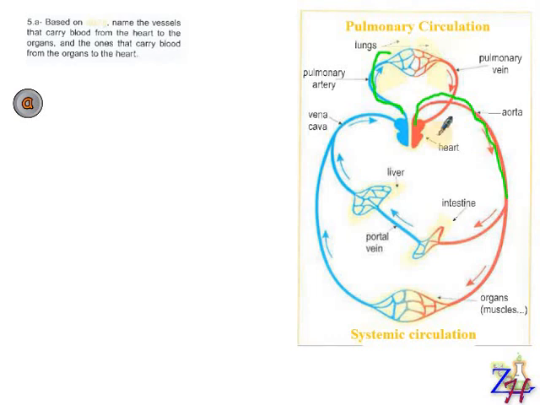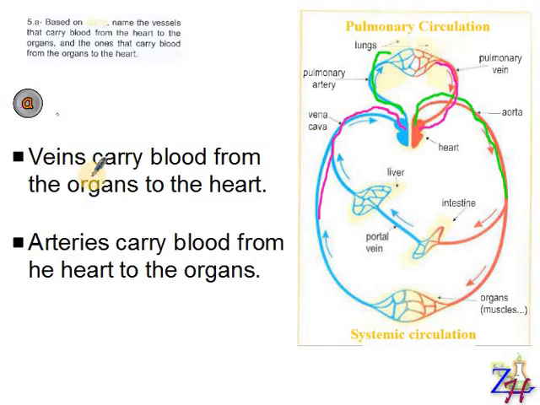While if we want to look at the other vessels that carry blood into the heart, first of all we have here the pulmonary vein. It's clear from the direction of the arrow that it carries blood from the lung to the heart. And we have the vena cava that carries blood from all the organs to the heart. So pulmonary vein and vena cava are both veins. So we can say in general, veins carry blood from the organs to the heart, while arteries carry blood from the heart to the organs.